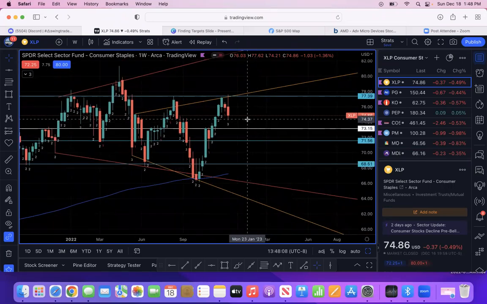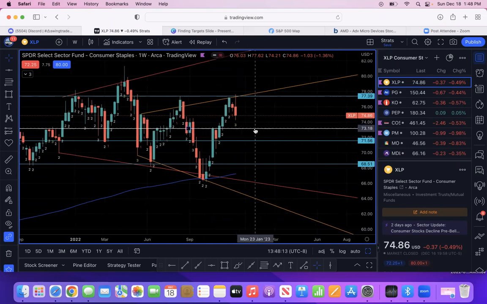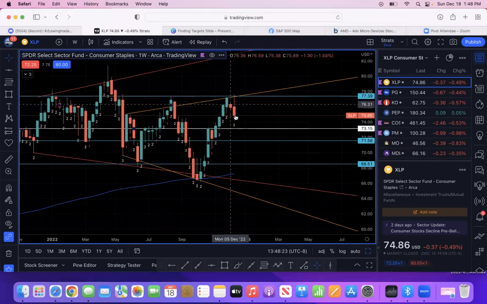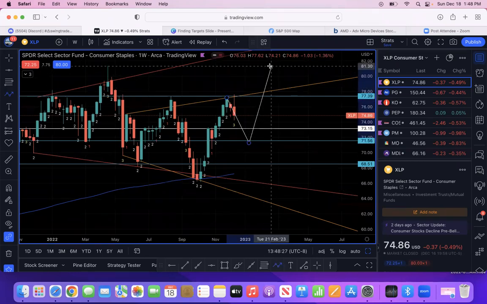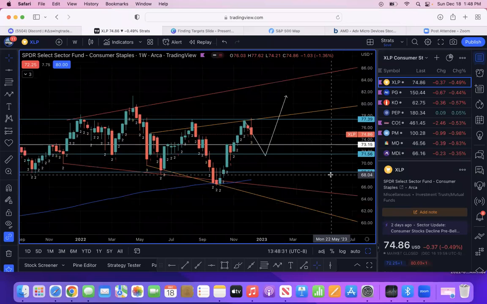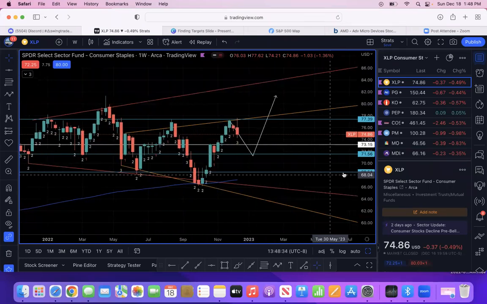But if you guys see what I have here, it kind of looks like XLP is going to come back down to revisit 73-ish. Now, what it's going to do there, I can't tell you. But what we can try to assume is that it might do something like this. If we're looking at a bullish scenario, it's going to do something like this. This goes back to what we said earlier: price isn't going to move in a straight line.